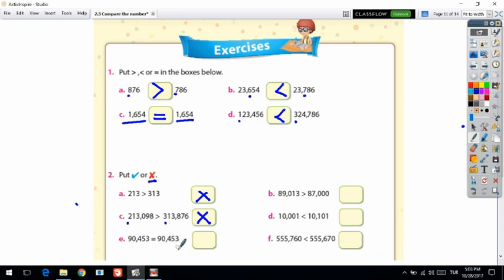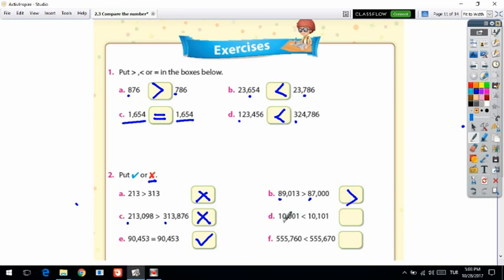90,453. 90,453. They are equal, it's correct. Next one, 89,000. Okay, 8 and 8, they are equal. Next one, 9 and 7. So 9 is bigger than 7, because of that, this is correct.